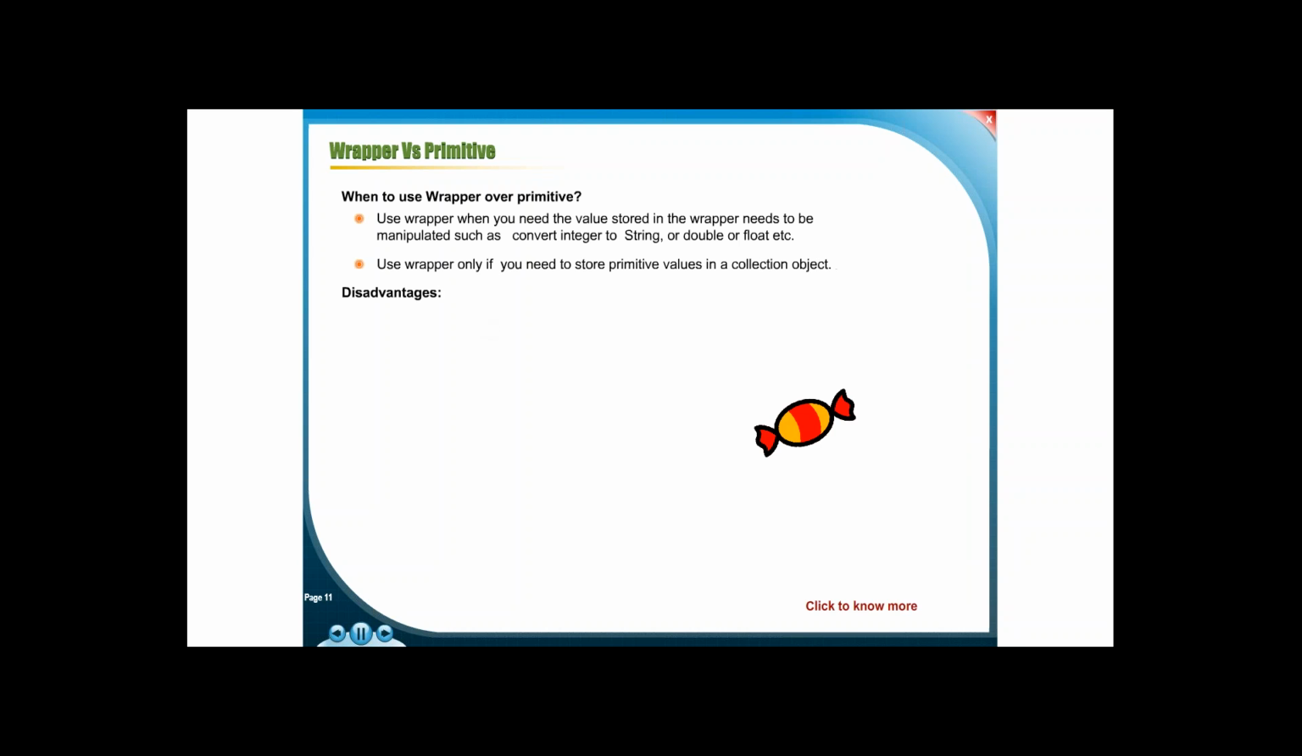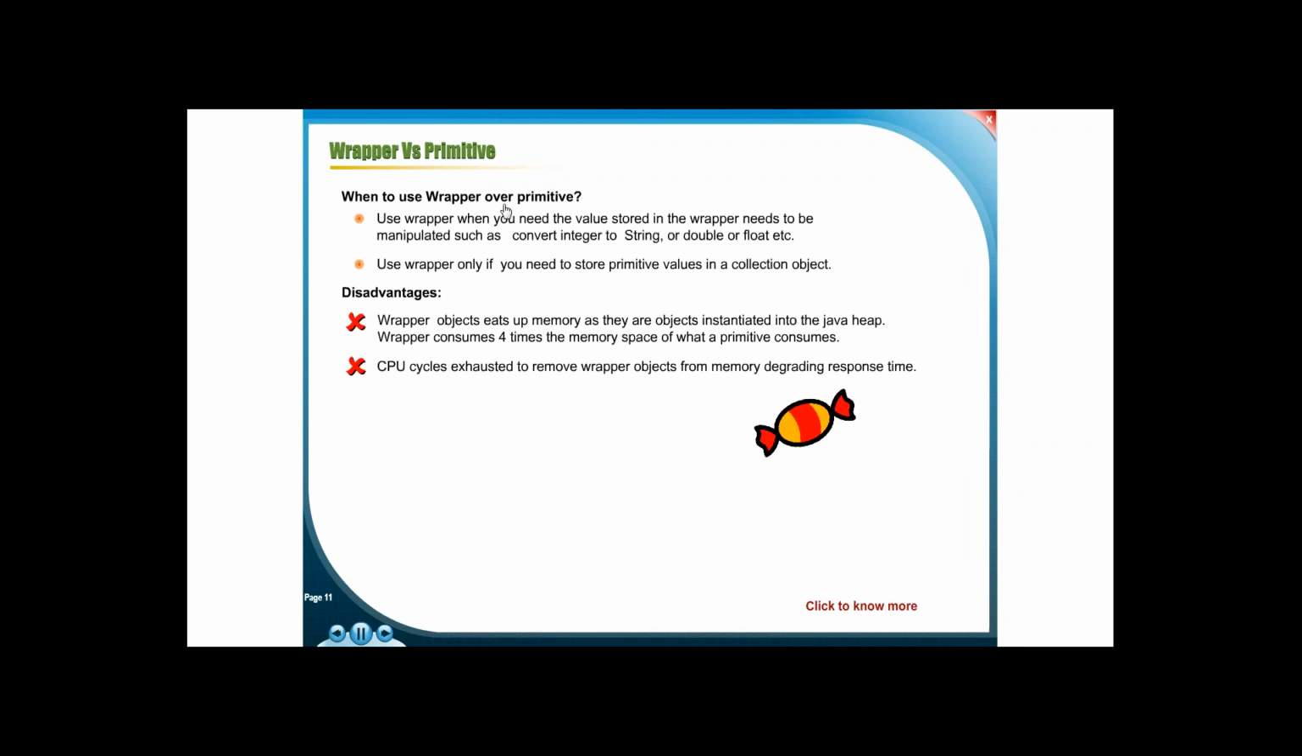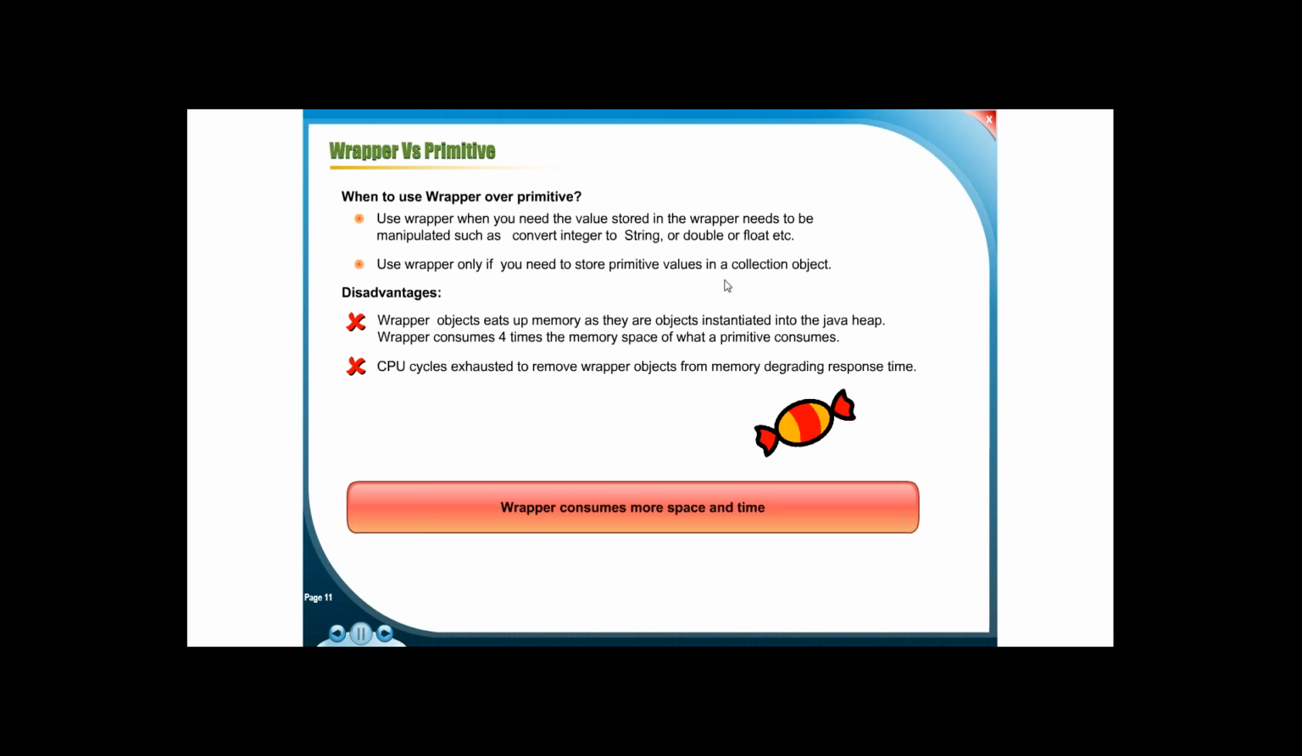Wrappers versus primitives. So when to use wrappers over primitives? Use wrappers when the value stored in the wrapper needs to be manipulated, such as converting integer to string, to double, to float. And use wrappers only if you need to store primitive values in a collection object.